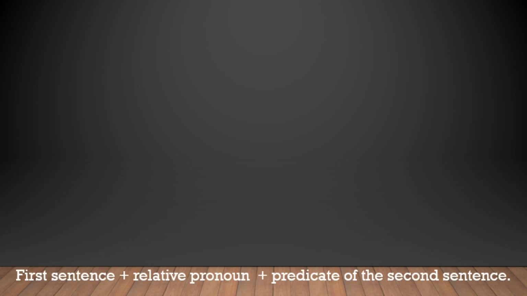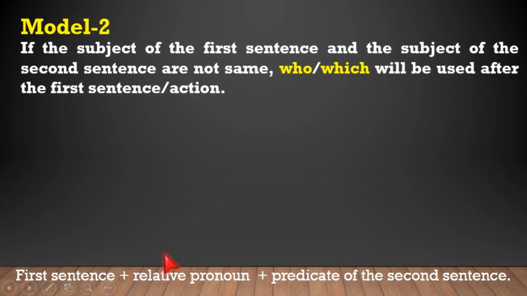Then model 2. If the subject of the first sentence and the subject of the second sentence are not same, who, which or that will be used after the first sentence or action. Here is a structure given. First sentence plus relative pronoun plus predicate of the second sentence. It is made very easy.